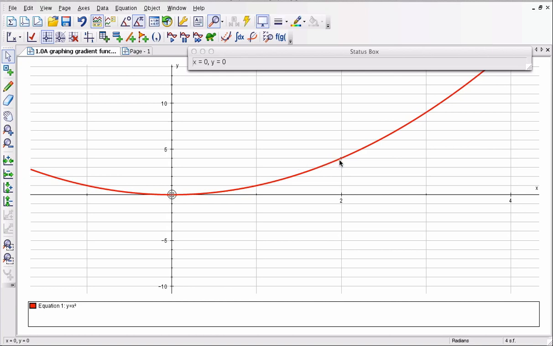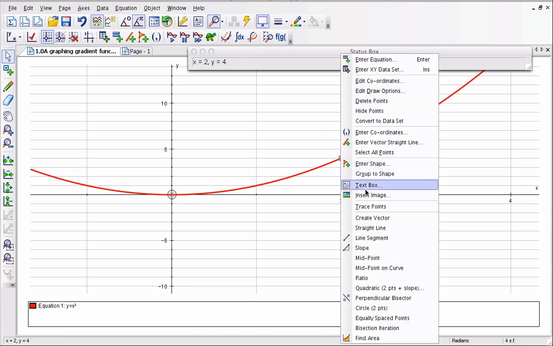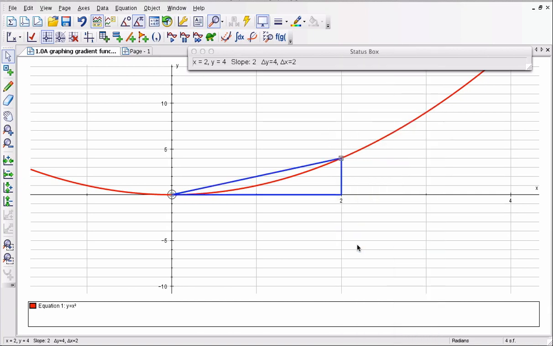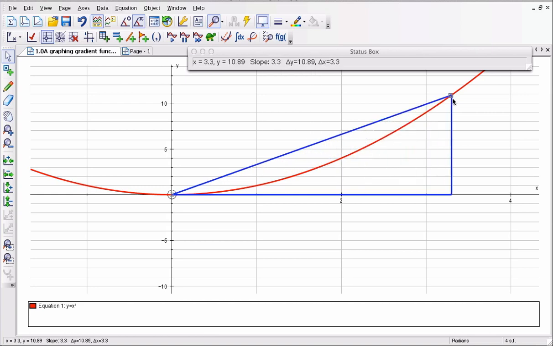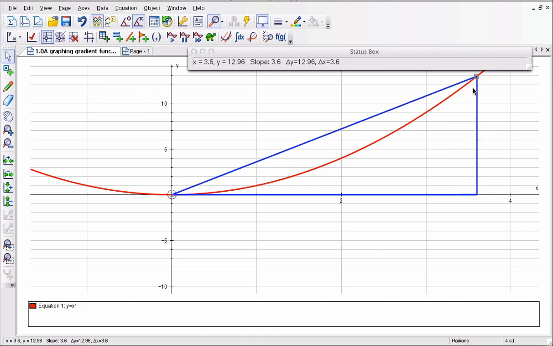So I'm going to select these 2 points, one at 0 and one at x equals 2, and then I'm going to calculate the slope. So you see the slope here is 2, but it's really the slope of this blue line right here, which is not actually matching the slope here. So another thing we can try is maybe moving this closer till it's kind of parallel with this point right here, and then checking out the slope is 3.6, right?